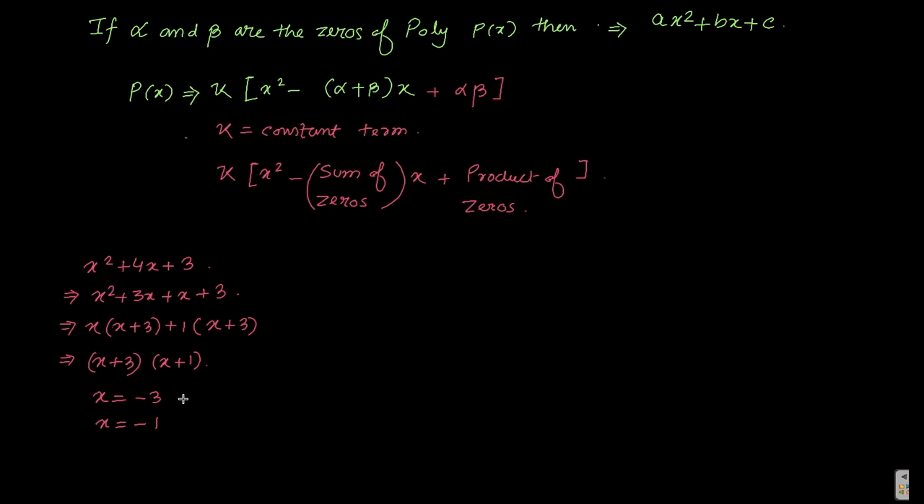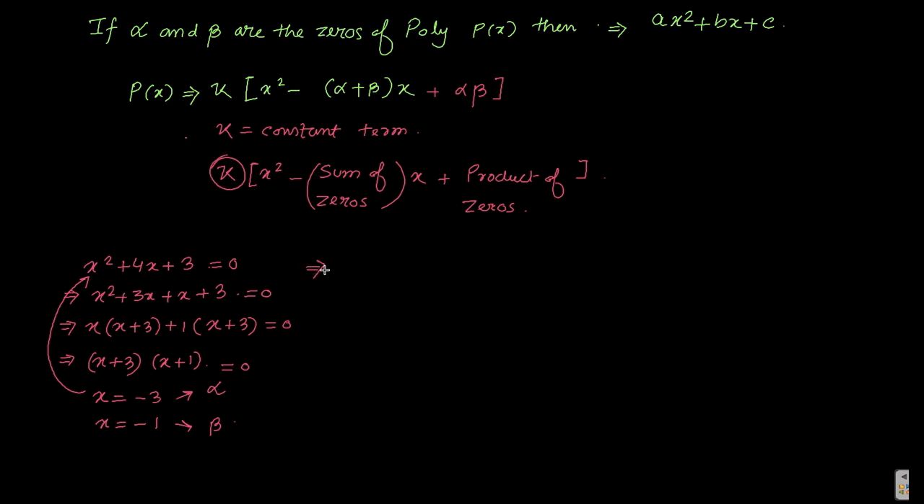That means if we call these alpha and beta, these are the zeros of the polynomial. If we put x equals minus 3 in this expression, it becomes 0, and if we put x equals minus 1, then also we get 0. Now, what is the function of k?